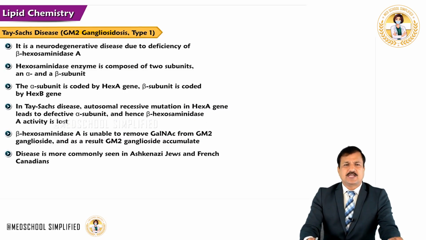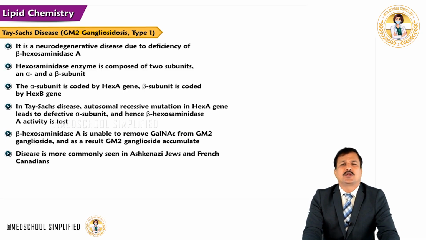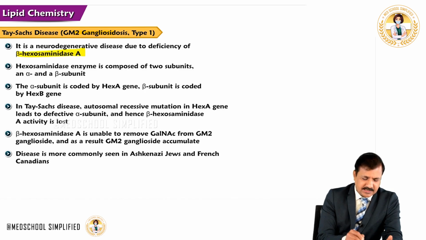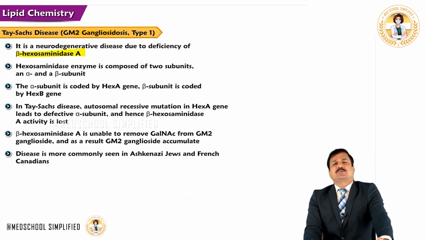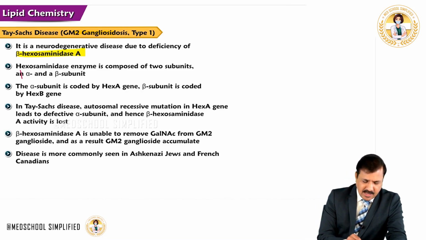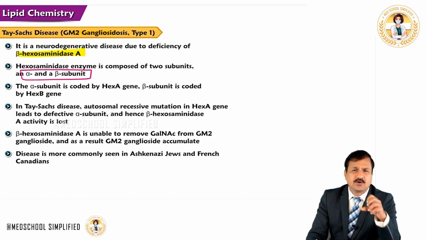Now let's get into Tay-Sachs disease. Tay-Sachs disease is also referred to as GM2 gangliosidosis, which is a type of sphingolipidosis. Tay-Sachs disease is a neurodegenerative condition because of deficiency of beta-hexosaminidase A enzyme. Now note that this beta-hexosaminidase A enzyme is composed of two subunits, an alpha subunit and a beta subunit. Exact stoichiometry is not clear. Possibly it is 2 alpha and 2 beta subunits.